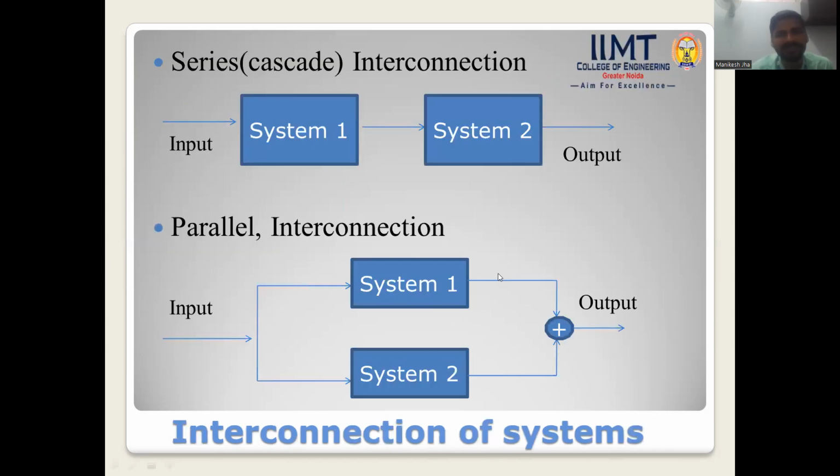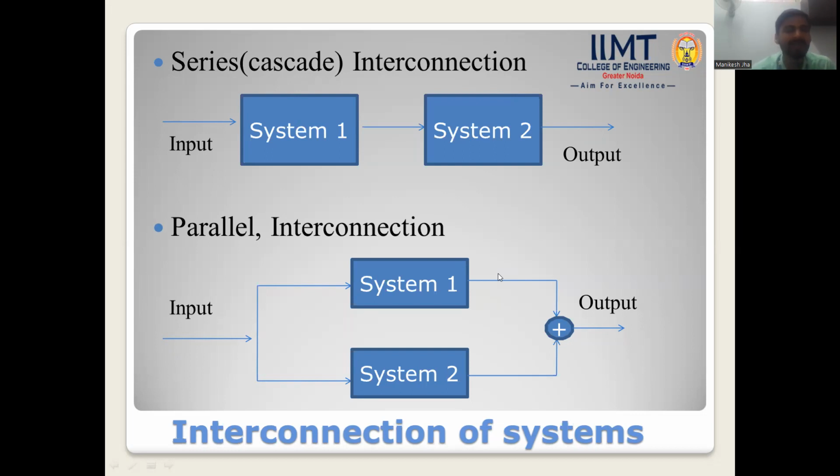So there are some interconnections in the signal system. First one is series or cascade interconnection. Series or cascade interconnection means we take two systems, system 1 and system 2, and connect them in series. We assume that system 1 gain is G1 and system 2 gain is G2. When they are in cascade or series connection, the overall gain of the system will be the multiplication, G1 into G2.